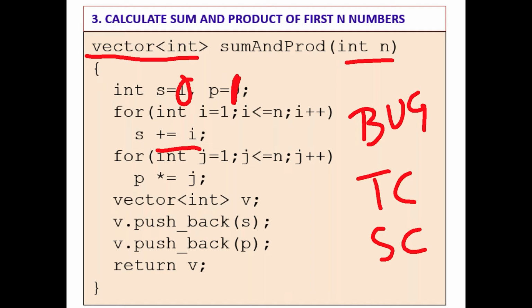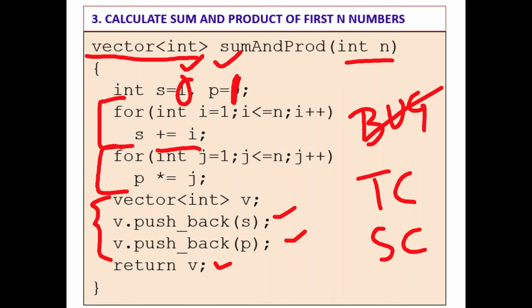Any other mistake? Calculation of sum is happening fine now. Product is happening fine now. Then it's the syntax of vector. We are adding sum and product to it and we are just returning the vector. So bug is fixed. So this was the bug. Now what is the time complexity of this solution?